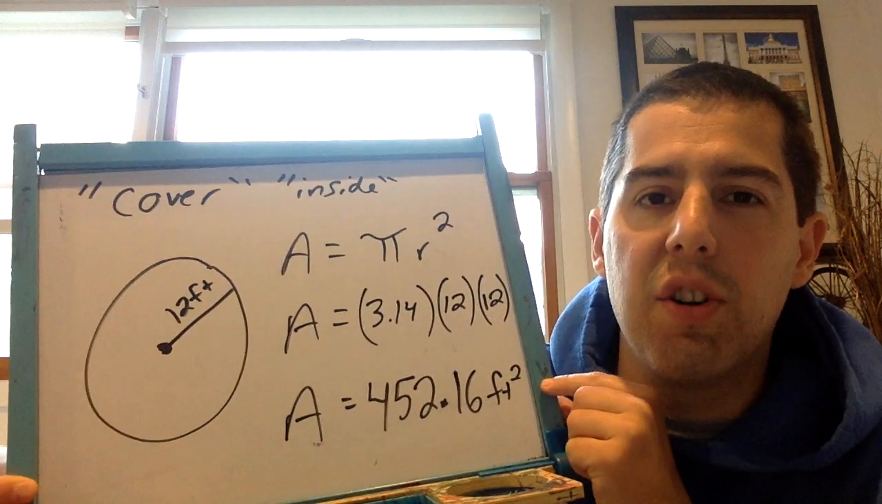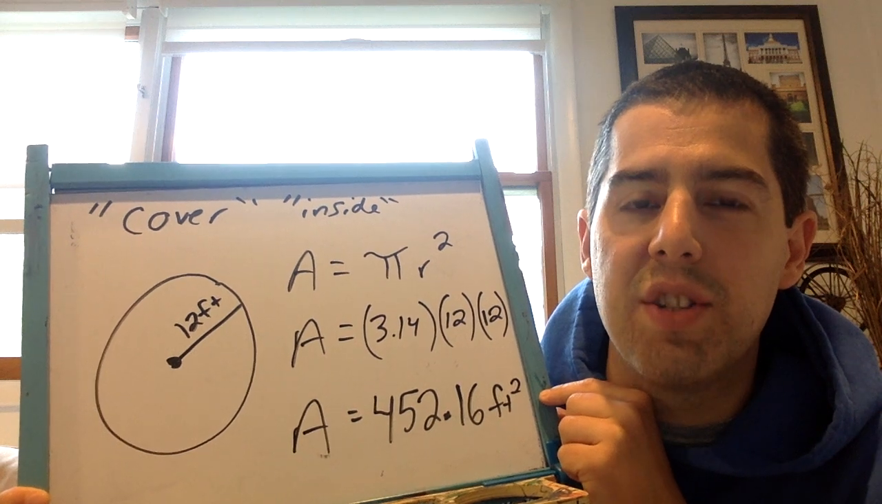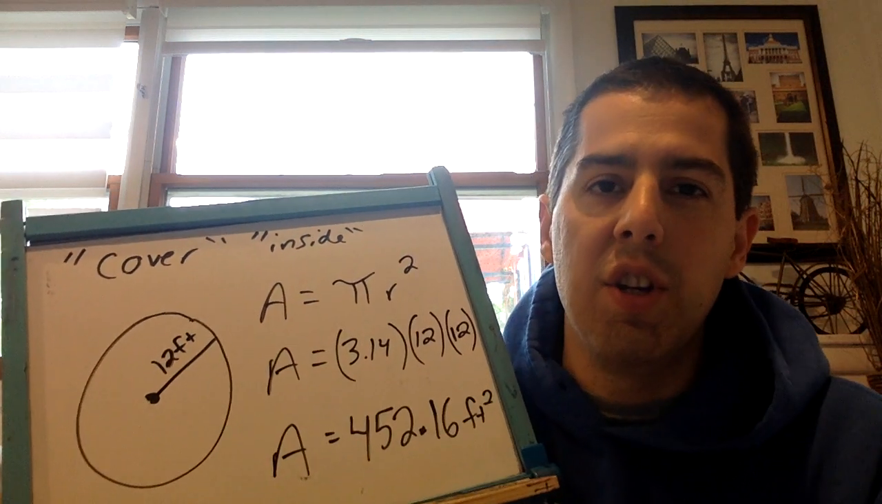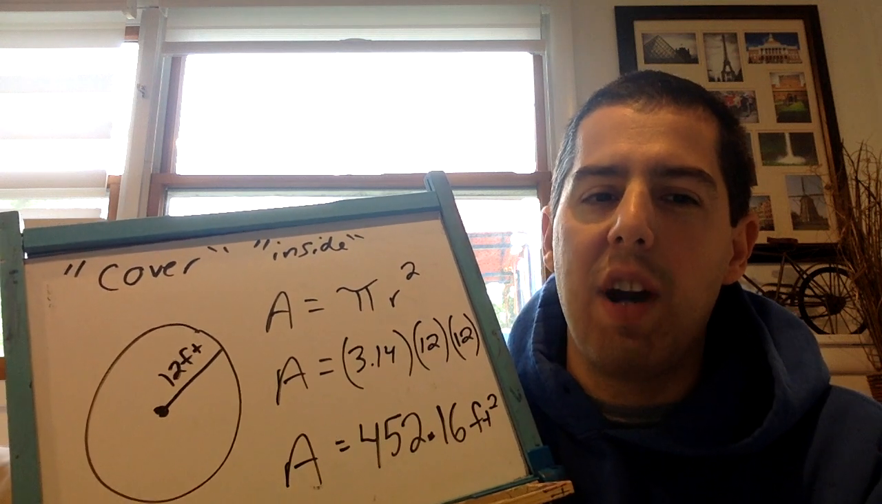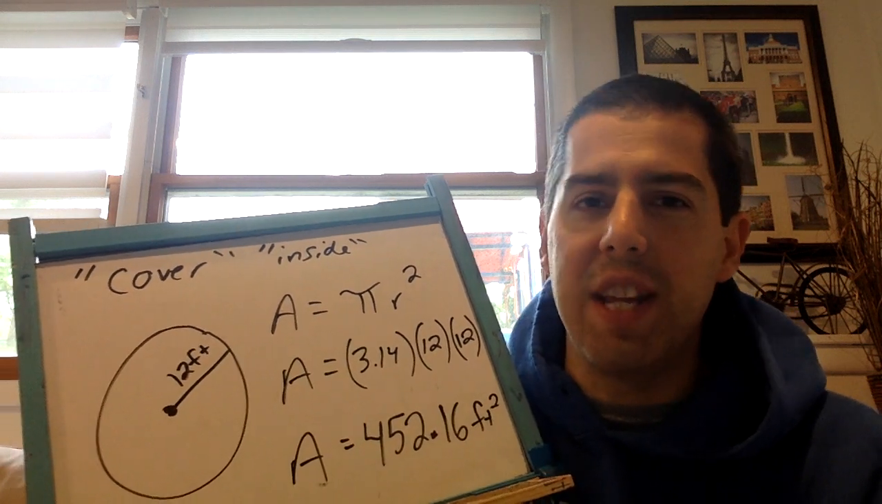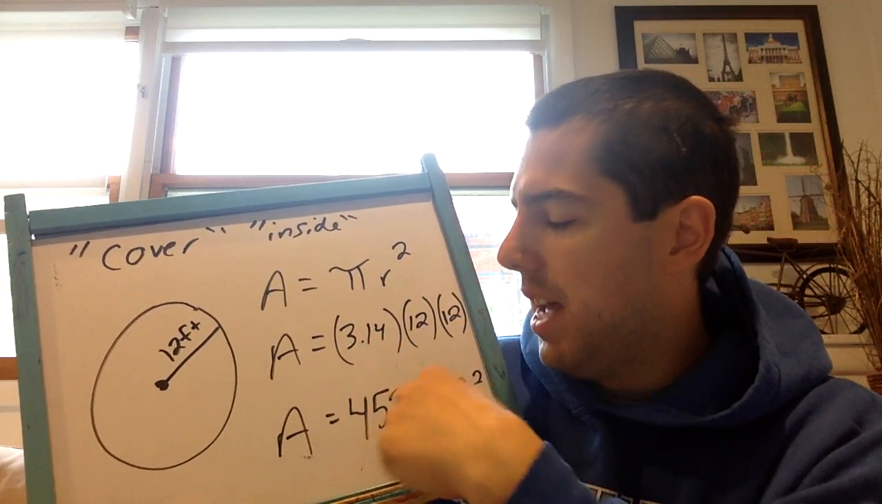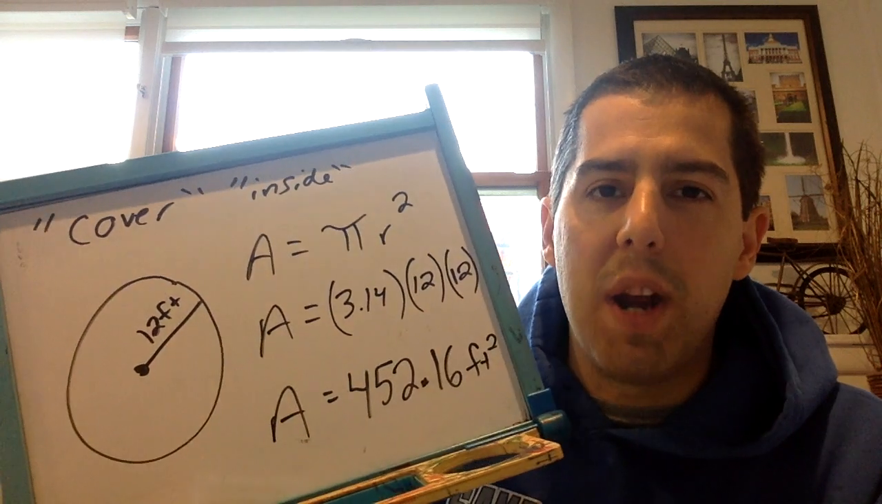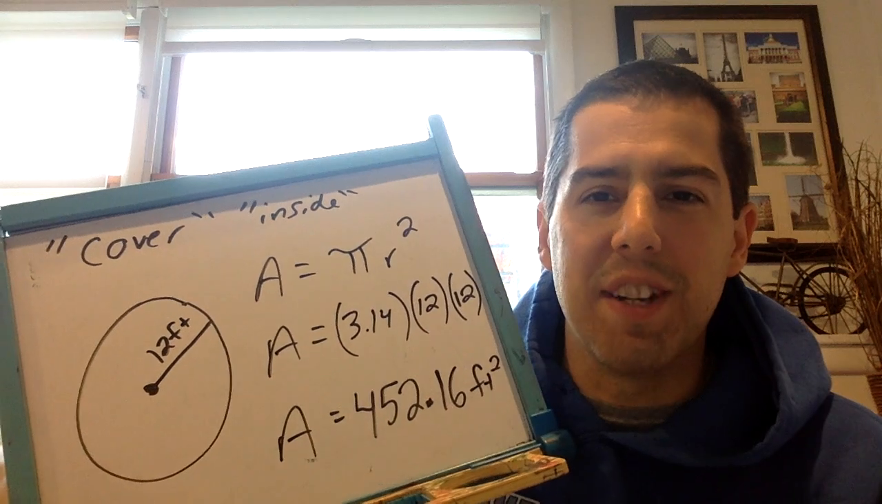So that is circles. If you are asked to get the circumference or the distance around the circle, you use C equals pi times diameter. If you're asked to get the area or to cover the inside of the two-dimensional circle, then you use pi times radius squared, and you label your answer in square units. That's circles. Let's move on to area of composite figures.